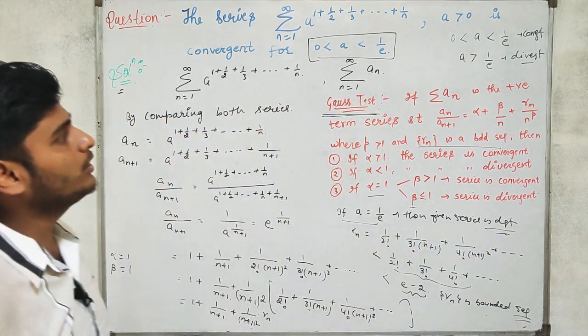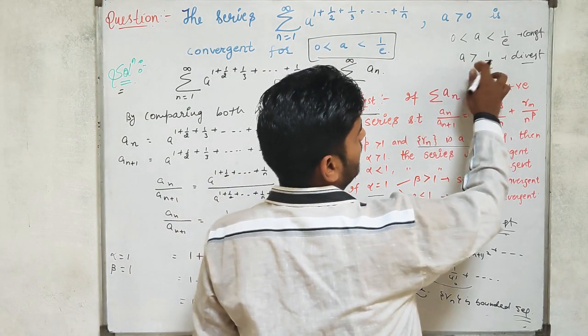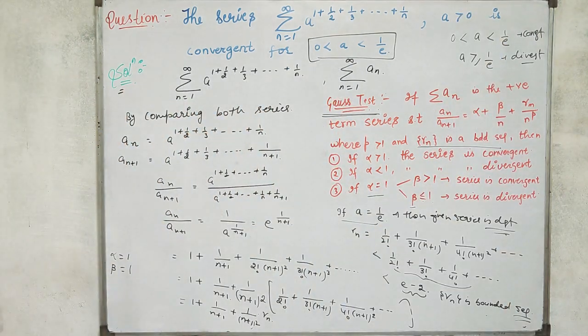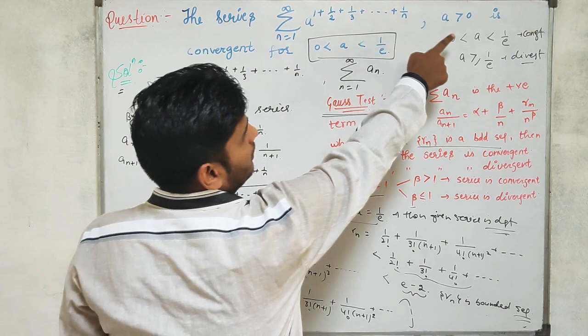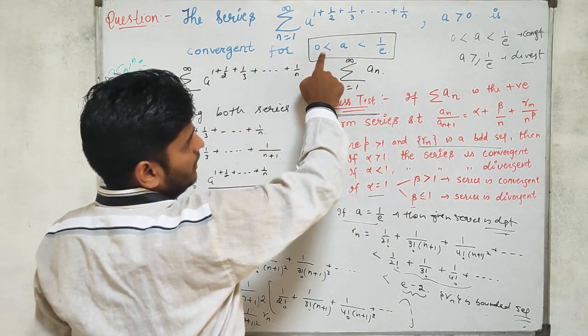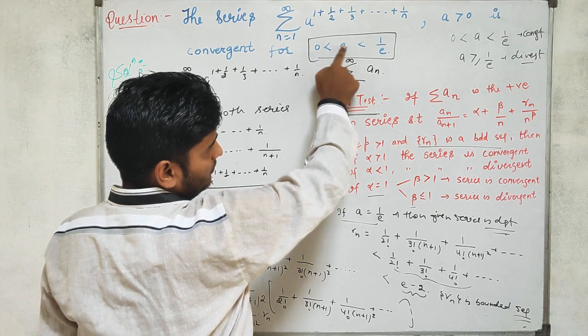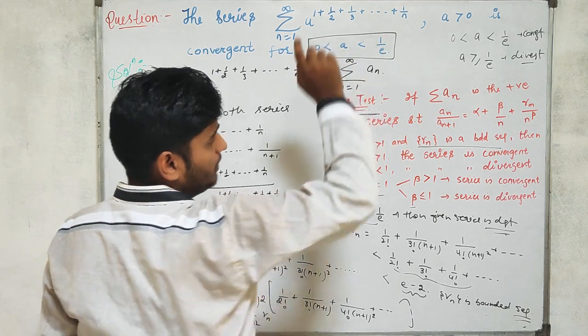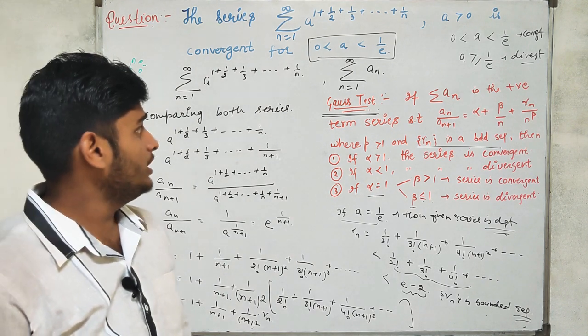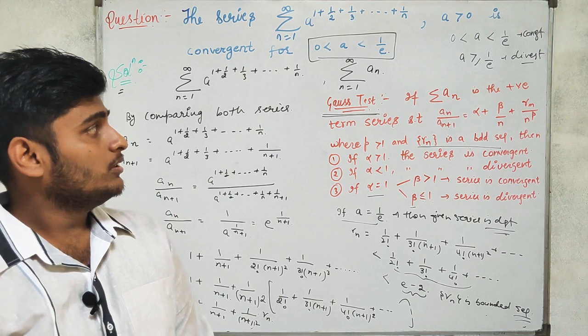Okay, so we conclude that if a is greater than or equal to 1 by e, then the given series is divergent. So by this test, we prove that the series is divergent where a is greater than 1 by e, and for a greater than 0 and less than 1 by e, the series is convergent. Hence proved. A similar question came in the CSIR NET exam.